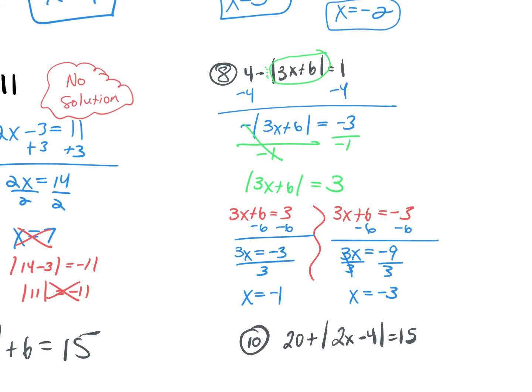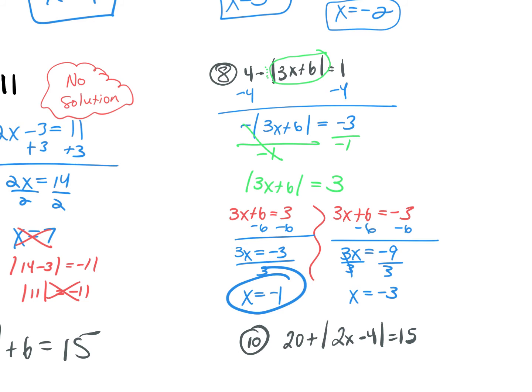If I plug in negative 1, what is 3 times negative 1? Negative 3 plus 6. Positive 3. All right. What's the absolute value of 3? 3. Absolute value of 3 is 3. And then 4 minus 3 equals 1. Okay? This one works.